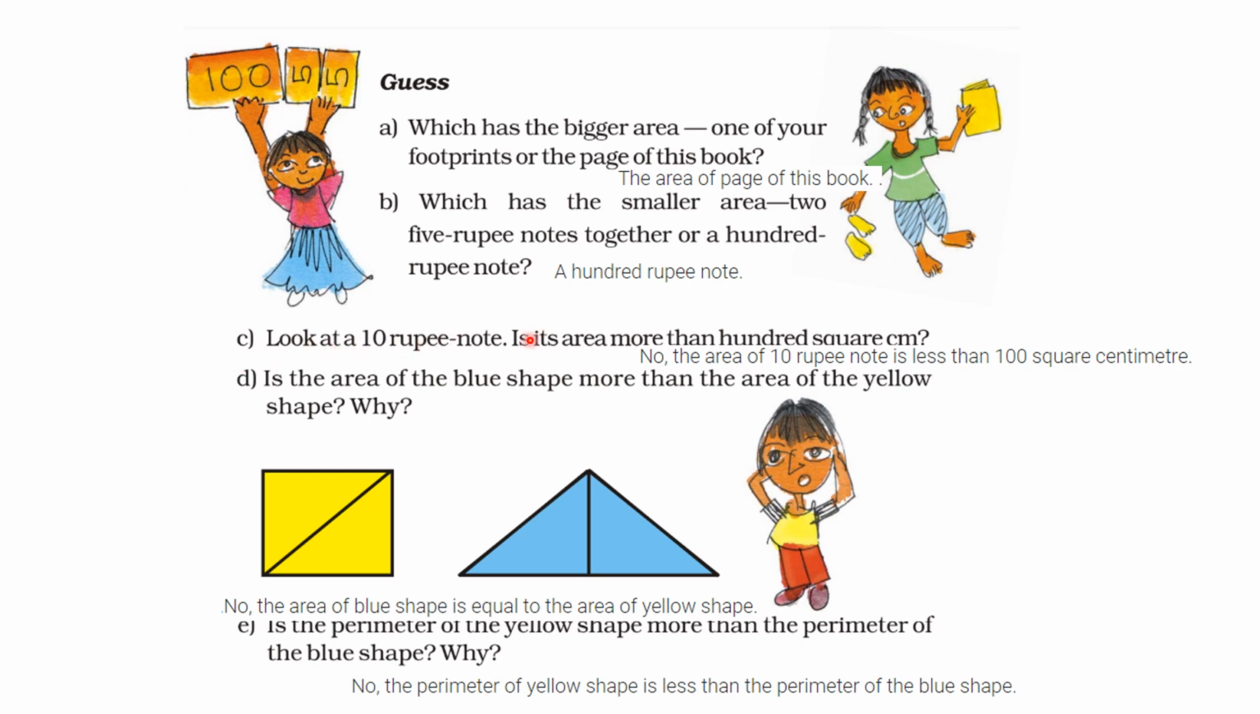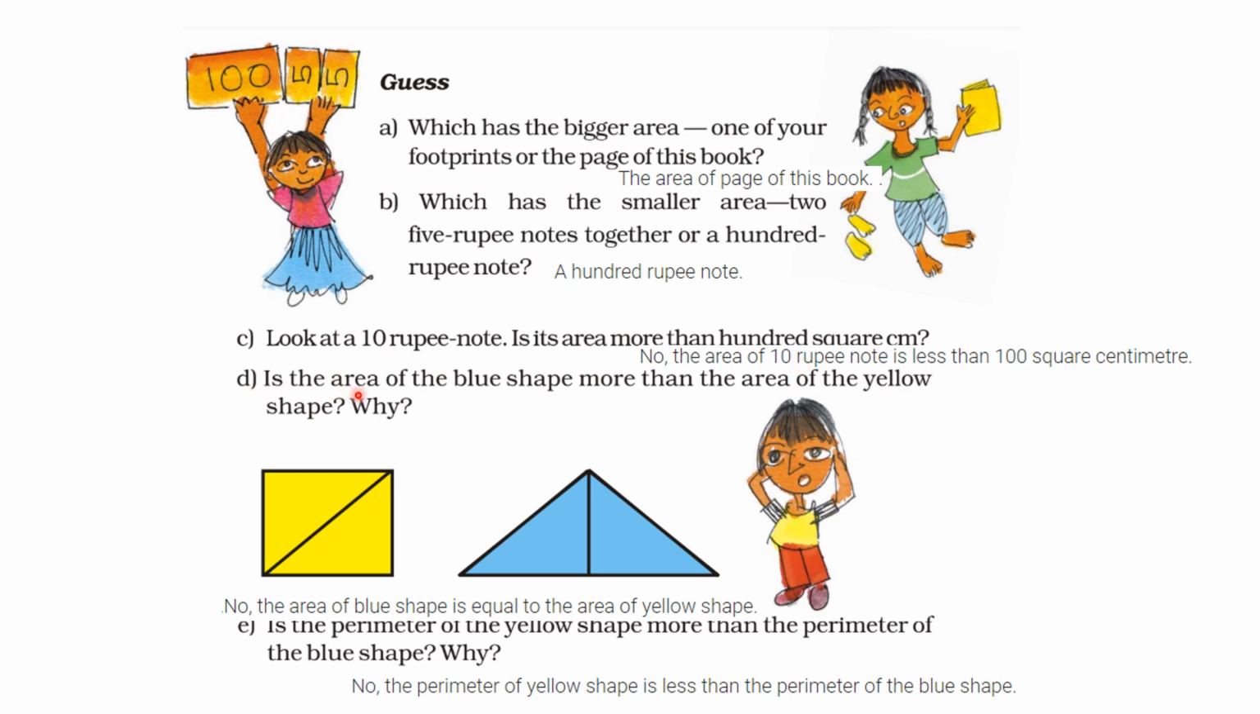See, look, is the area of a 10 rupee note more than 100 square centimeter? What do you feel? A 10 rupee note contains 10 square centimeter, and a 100 rupee note, that is 100 square centimeter. So is its area more? No. Area of a 10 rupee note is less than 100 square centimeter. Again, you can write the answer in the textbook itself.